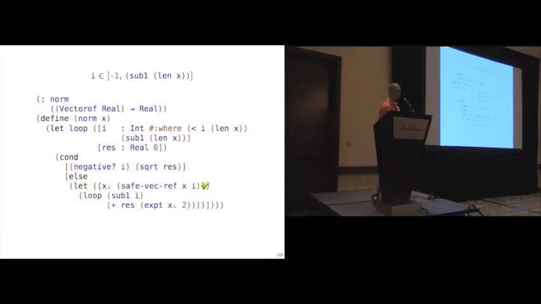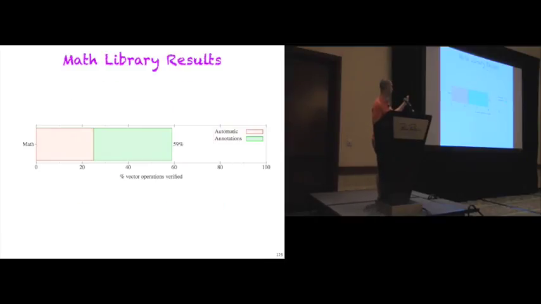So for programs where simple annotations make more explicit the invariants that were already there in the program, we were able to get the number of verified vector operations up to about 59%.